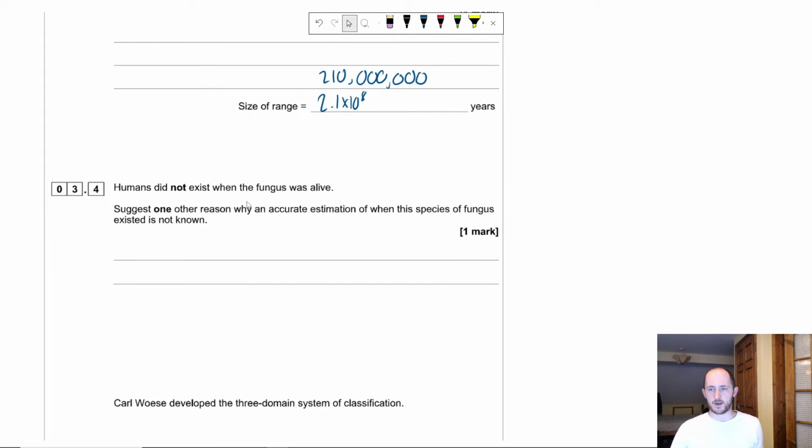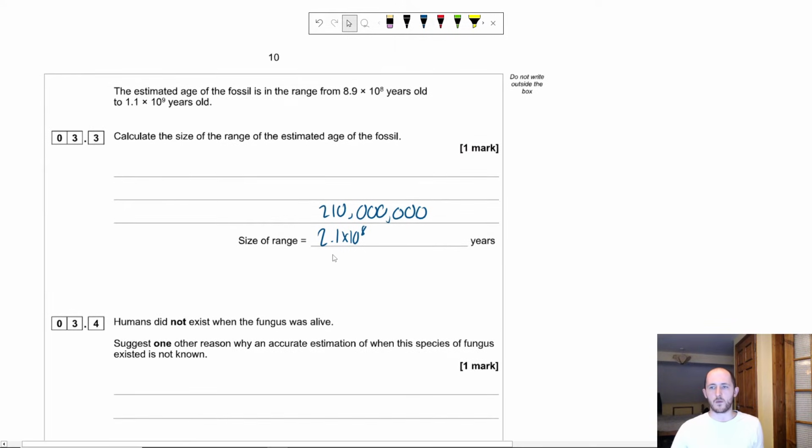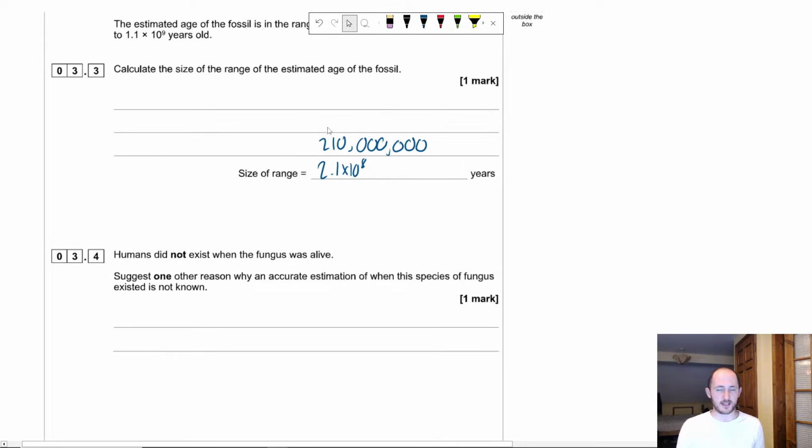So suggest one other reason why an accurate estimation of when this species of fungus existed is not known. Well, the first thing is that if you look here, there is a range of 210 million years. To put that into perspective, civilization has been around for about 12,000 years. That's about 20,000 times longer than that. So this range of values is longer than human existence. So first thing is that the dating is not precise.